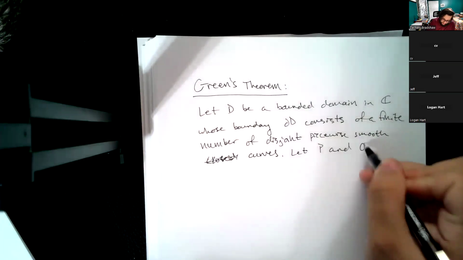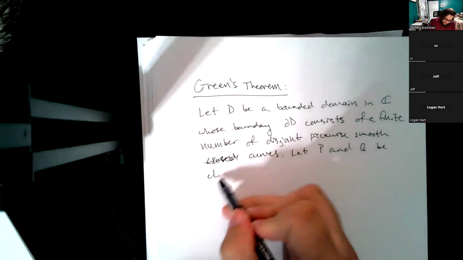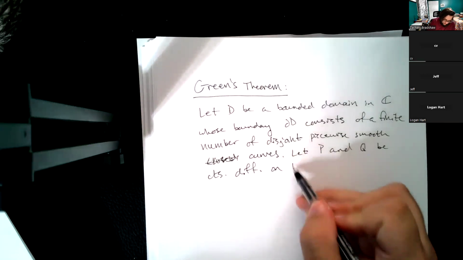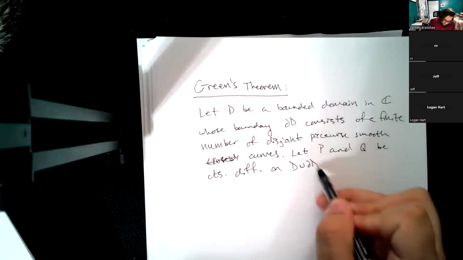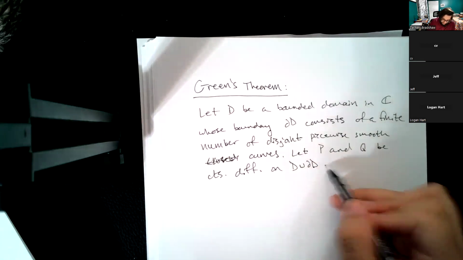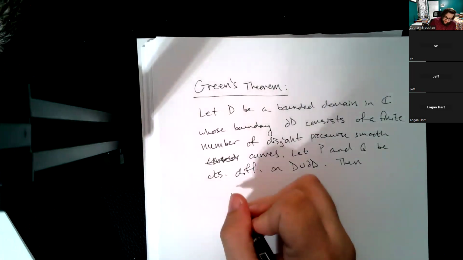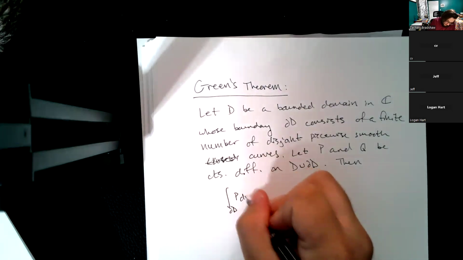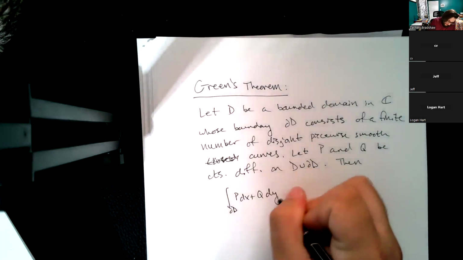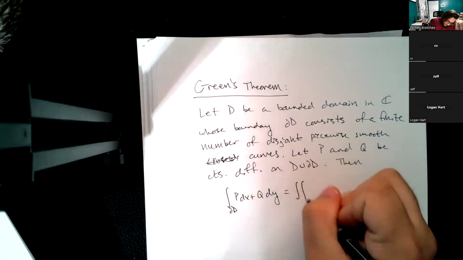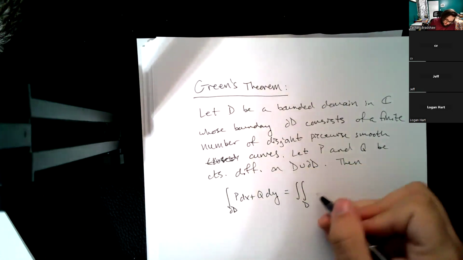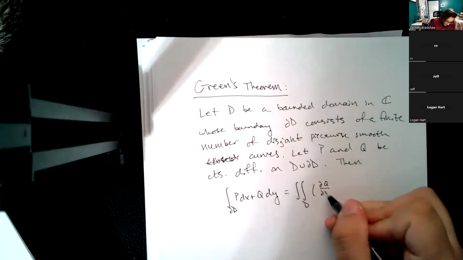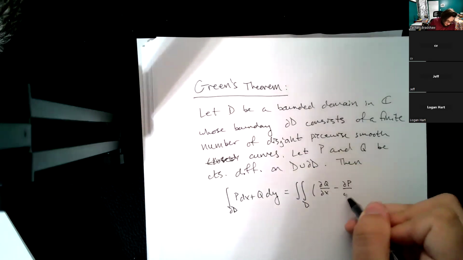Let P and Q be continuously differentiable on D union its boundary. Then the following is true. If we integrate this differential over the boundary of D, then this is equivalent to the double integral over the domain of the partial derivative of Q with respect to X minus the partial derivative of P with respect to Y.